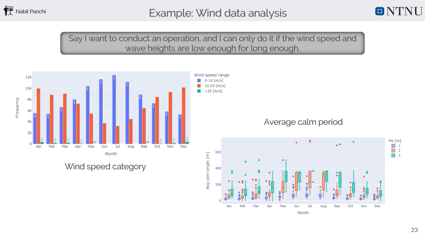Okay. Then you calculate the average calm period. Average calm period is basically the length of the duration for which, let's say, the wave height is lower than some value. And then you would expect that if you consider a higher wave height, let's say 3 meters, you would expect it to be calmer for long. And that's what you see here. And you can see the variations in the average calm lengths as well. And you see that over the summer, it varies more than over the winter. And based on these two things, I can make that decision.